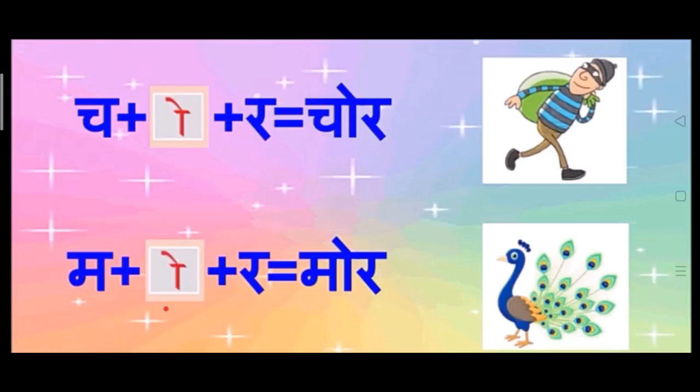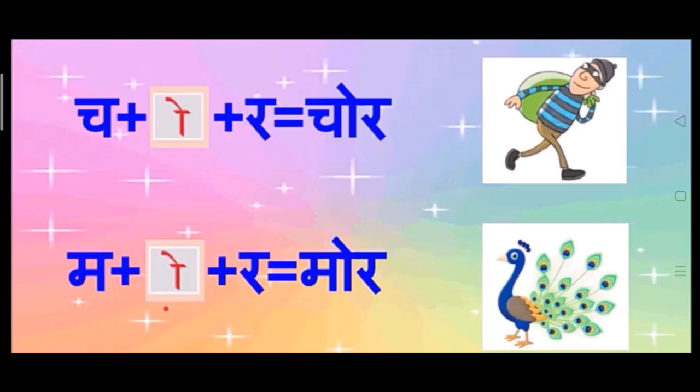Now we are going to see examples of o ki matra. Here, first you can see cha plus o ki matra plus ra. What is that? Chor. Cha, after the letter, one standing line, above the sleeping line, one slanting line. That is o ki matra. Second one, ma plus o ki matra plus ra. What is that? Mor.